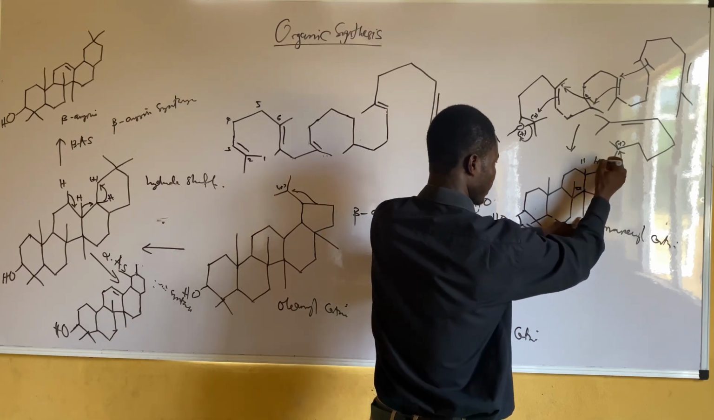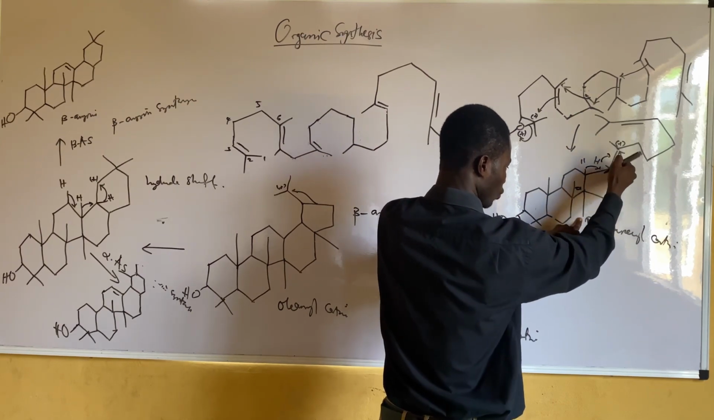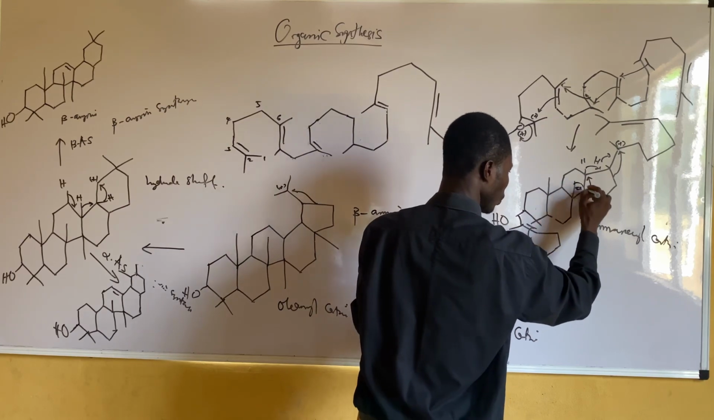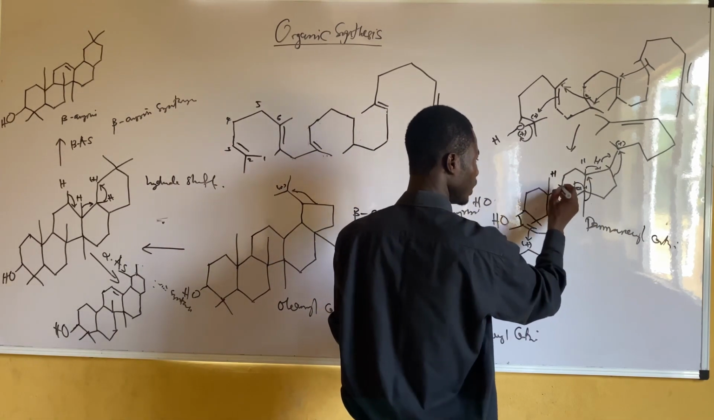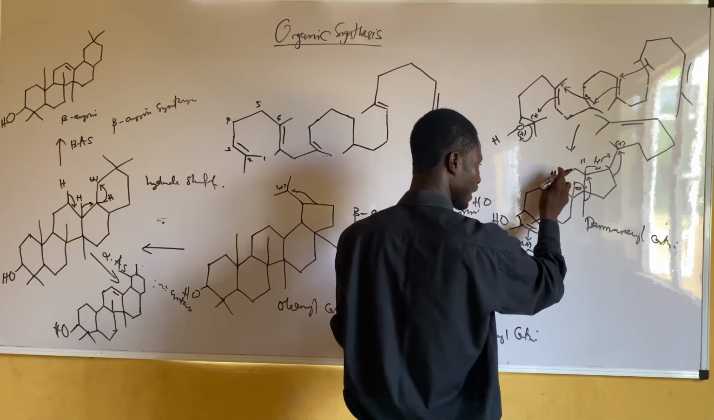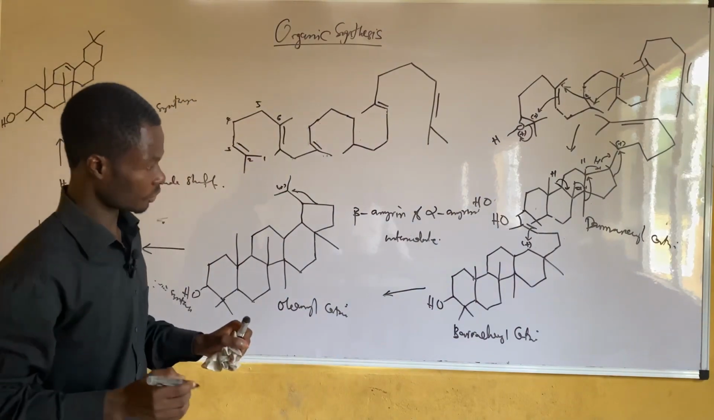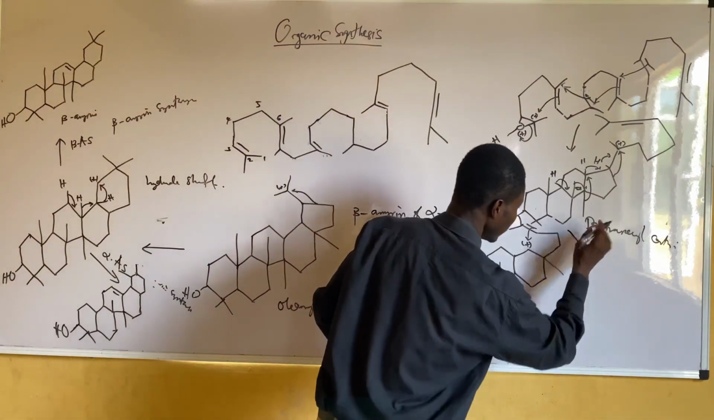What I'm saying in essence is that this one goes and replaces this. This one migrates to replace this. Then there's a methyl shift. This one goes up, then this one comes down in here. And then there's a proton here. So the only thing that happens is that there's a hydrogen here, so there's a proton loss. When that happens, what we generate is lanosterol.